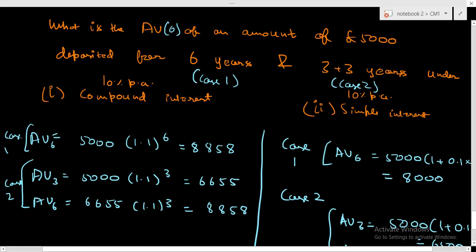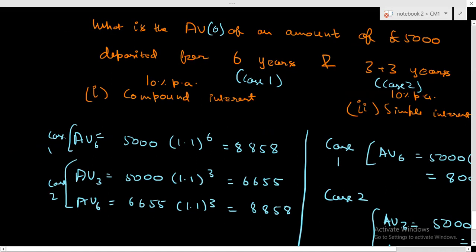Where the amount is invested, let's think of it as a fixed deposit of first 3 years. So there is a term deposit of 3 years. First it is invested for 3 years and then it is withdrawn and invested again for 3 years. Okay, so that is what is happening. And we want to find the accumulated value at time 6 when there is 10% per annum compound interest or simple interest respectively. Okay, so let's go for compound interest first.